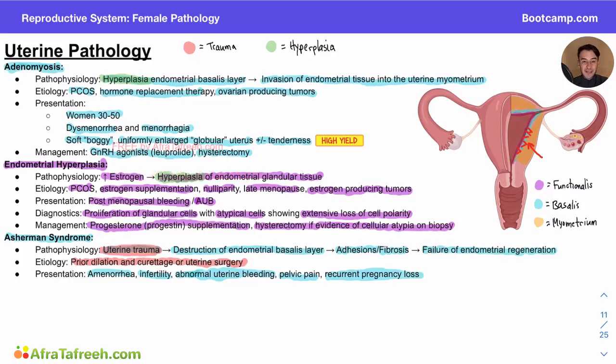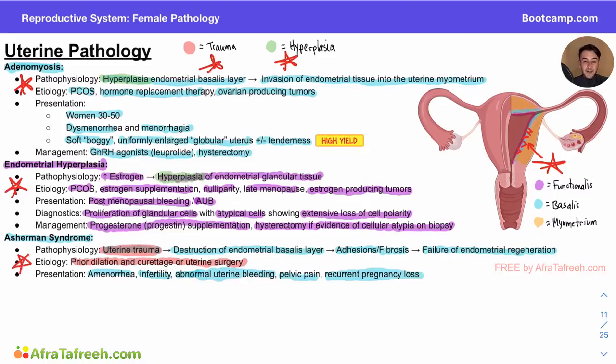So in terms of our high yield review, it's really important to know our layers of our uterine lining. Are we talking about the functionalis, the basalis, or the myometrium? And then it's important to know if we're talking about hyperplasia, like in the case of adenomyosis and endometrial hyperplasia, or are we talking about trauma, like the case of Asherman syndrome?